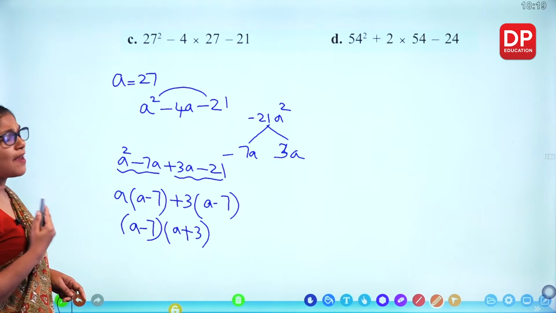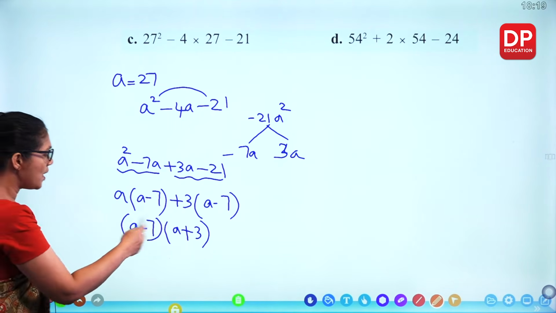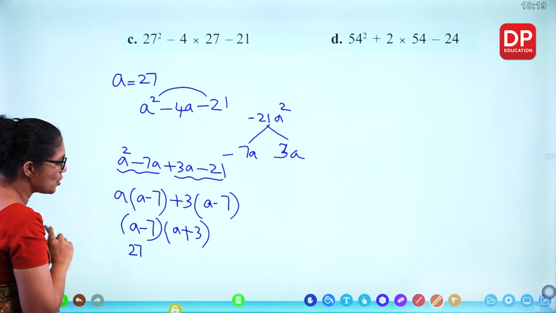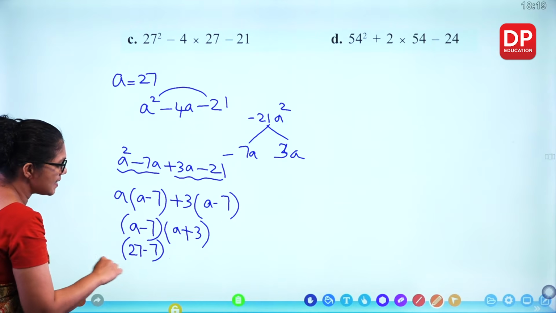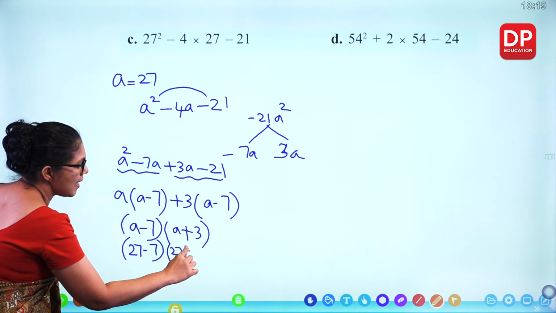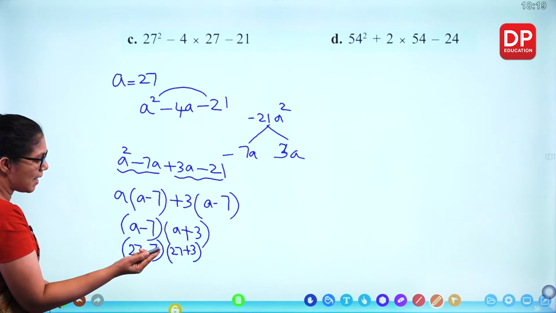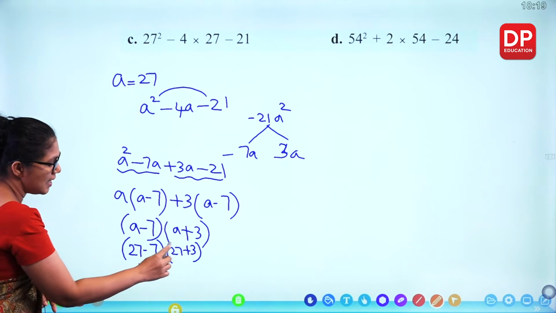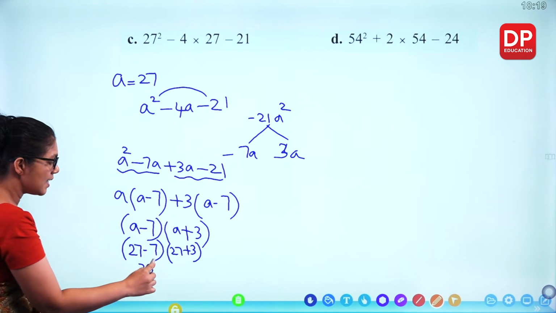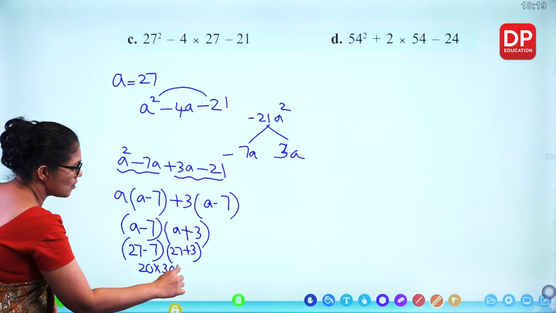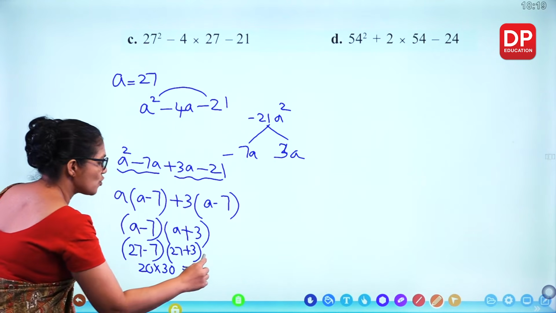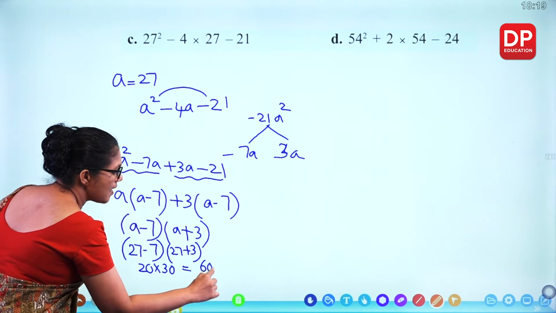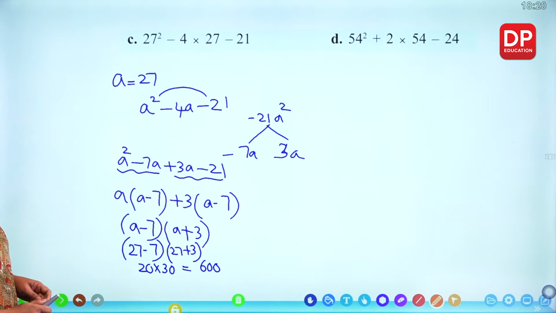But what is a's value? 27. So we need to substitute 27 for a. So 27 minus 7, 27 plus 3. What is 27 minus 7? You get 20. What is 27 plus 3? You get 30. So you need to multiply 20 times 30. So you get 600 as the answer.